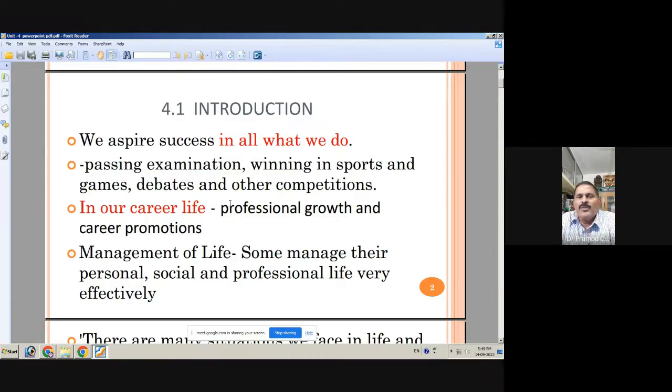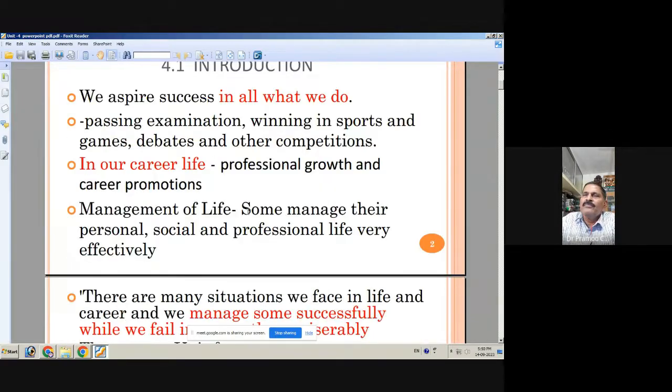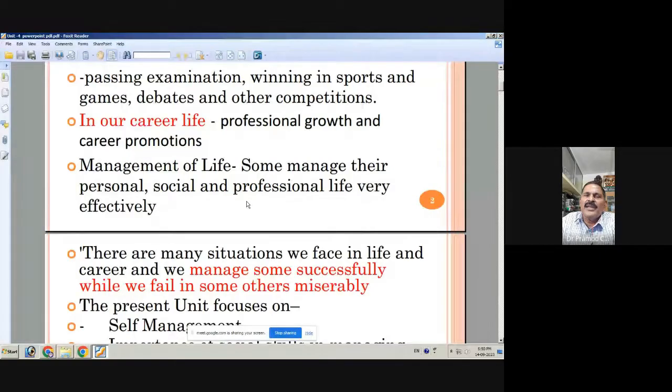We have so many desires, and we are not able to fulfill them. We cannot fulfill all the wishes we have. Then the question comes here: how to manage ourselves, how to manage our life. So many problems are there in our personal life, social life and professional life. In every field, if we do not act effectively, then we will have problems. So management of life is very important.